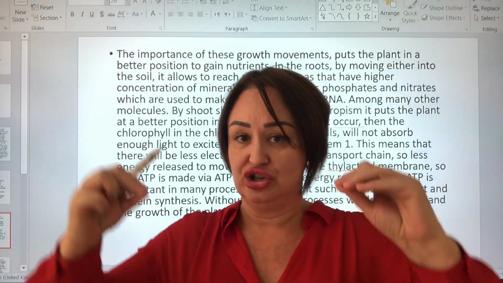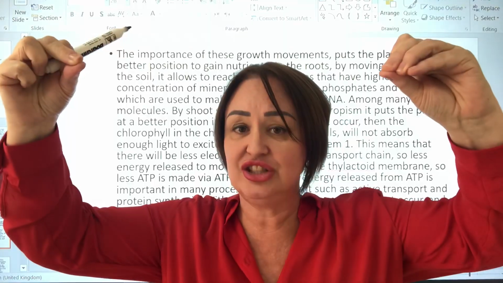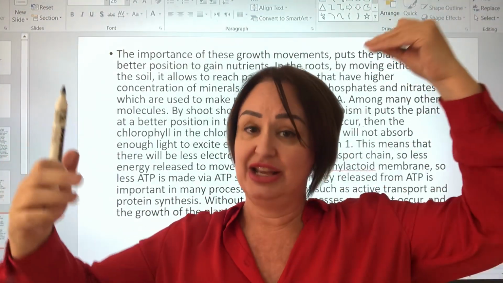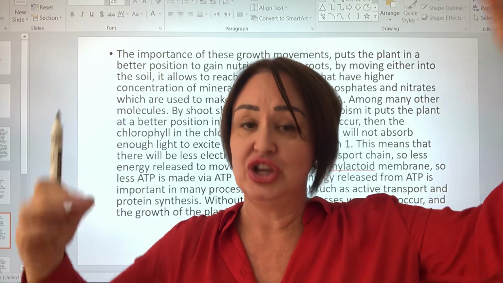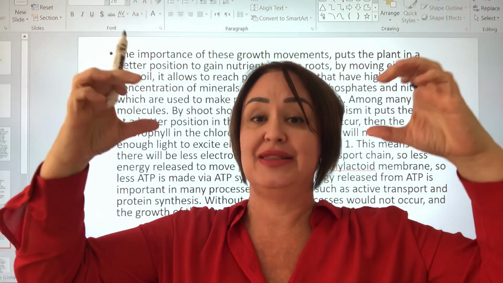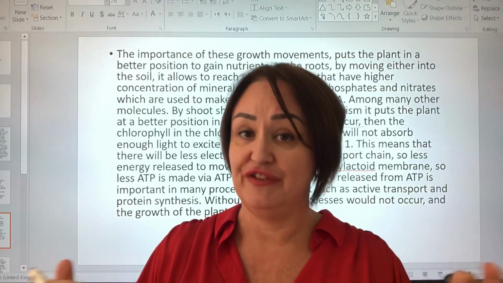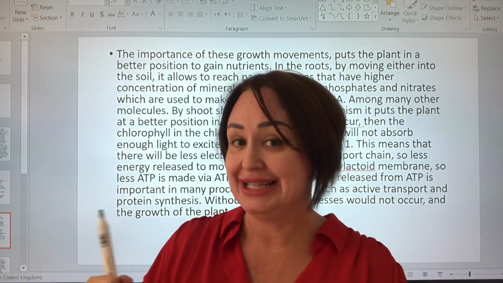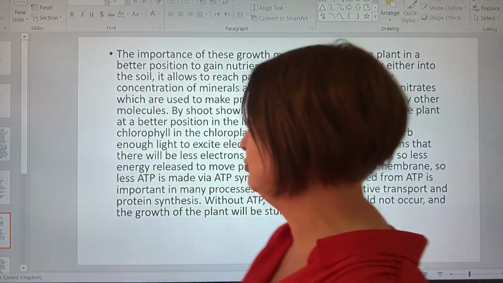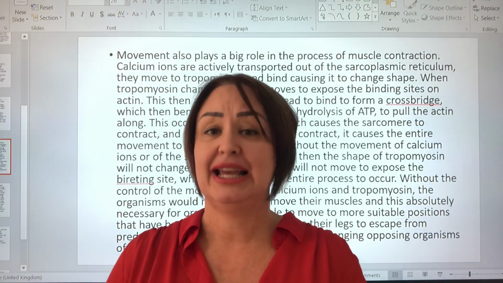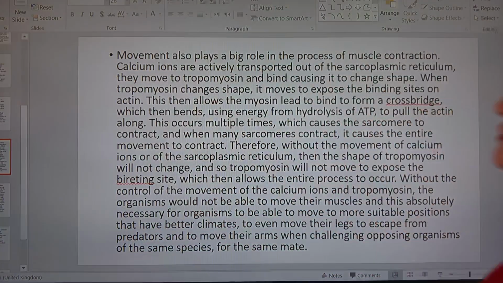So what she's done, in the first sentence, she said why she's talking about IAA and how it relates to the essay title. She's described it, and then the second half of the paragraph, she's talked about the importance of it. What would happen if you didn't have it? Let's look at some more examples. Her second paragraph is about movement in muscles. Let's have a look.